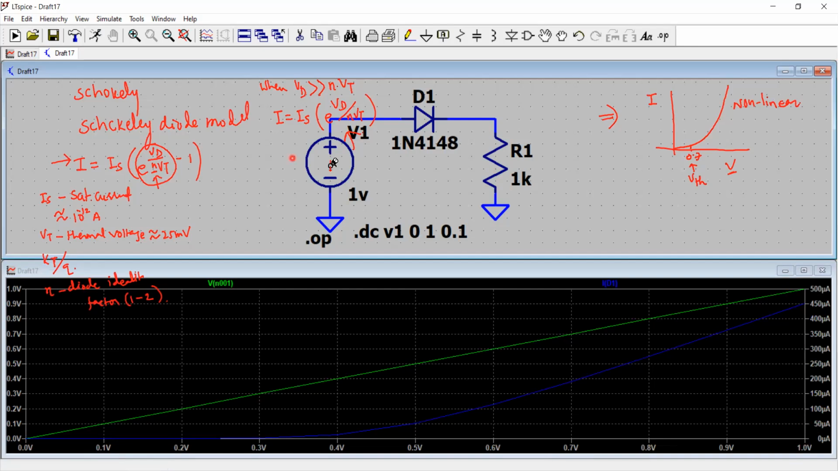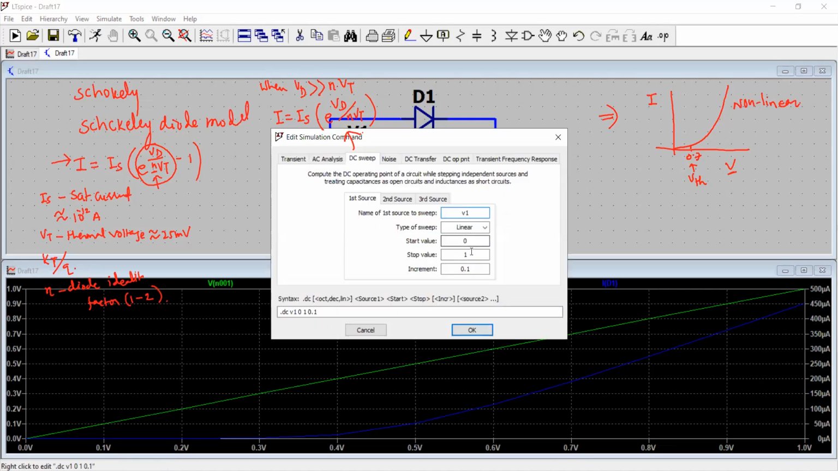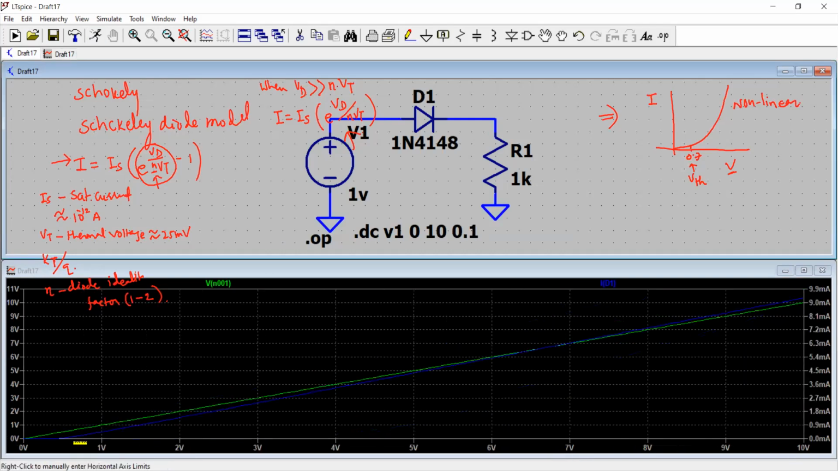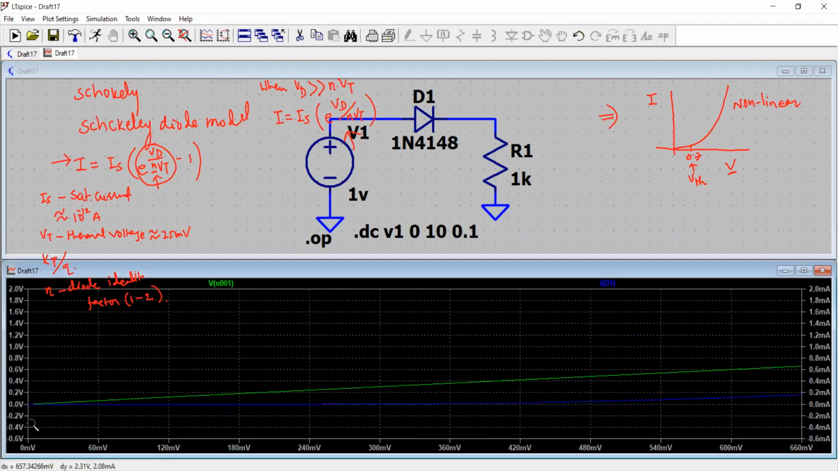characteristics. If I increase the voltage, for example, instead of 0 to 1 volt, I sweep to 10 volt, for example, and let's see the behavior. And here you actually can see that the current is up to 9 milliampere, but in this part, your current is almost 200 microampere up to 480 millivolt voltage drop. So that's how you can actually see it.